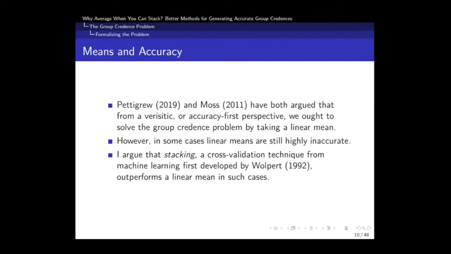And so what I'm going to argue is that stacking, which is a cross-validation technique from machine learning first developed by David Wolpert in the 90s, is going to outperform a linear mean in just these kinds of cases. And I'll say more about how that works. And I'll actually propose stacking as a more general methodology for aggregating group credences.